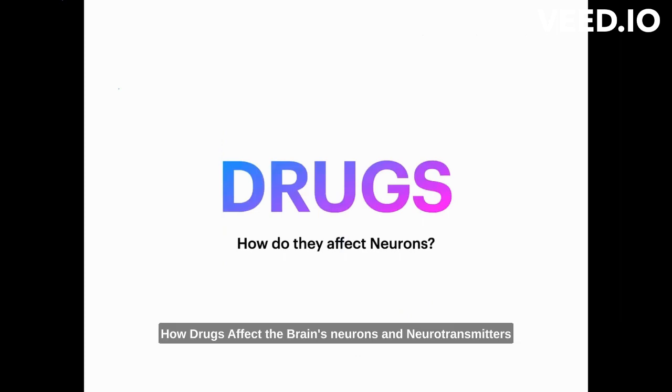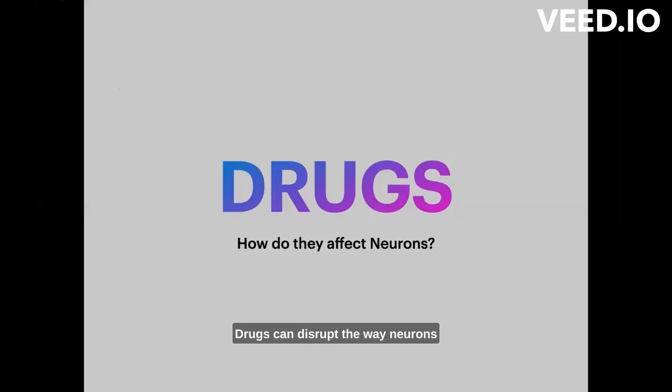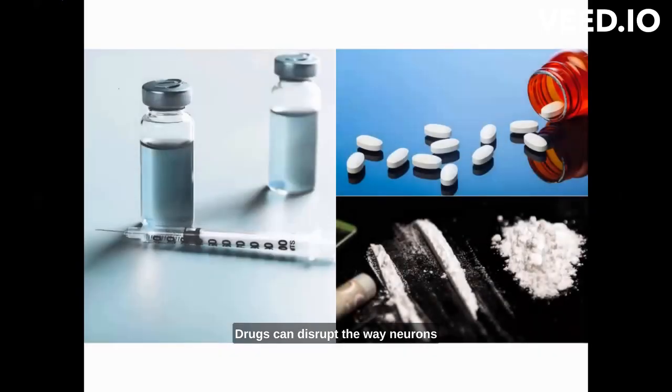How drugs affect the brain's neurons and neurotransmitters. Drugs can disrupt the way neurons transmit, receive, and process signals through neurotransmitters. Some substances, like heroin or marijuana, have a similar chemical structure to natural neurotransmitters, allowing them to bind and activate neurons. These are called agonists. However, they don't activate neurons in the same way as natural neurotransmitters, leading to irregular messages being sent throughout the network.